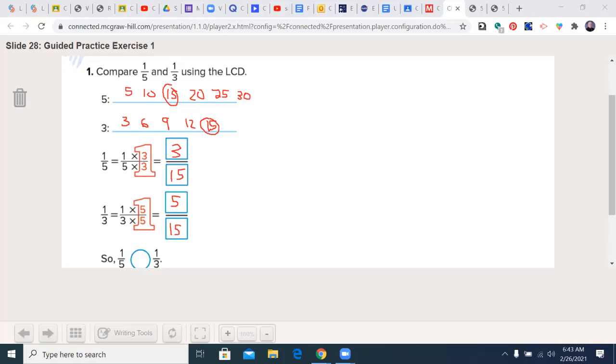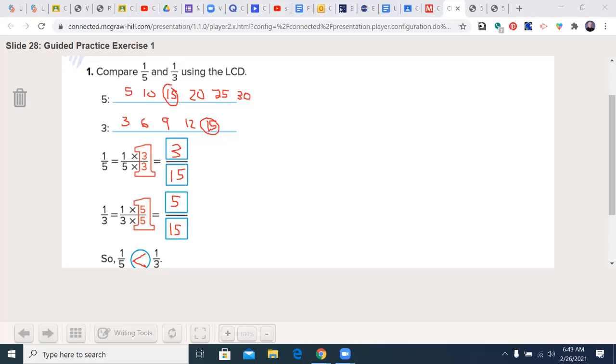So therefore, 1/5 is smaller than 1/3. And that makes sense. If you grab a calculator, 1/5 is going to be 0.2. 1/3 is going to be 0.333 repeating. Make sure you have this written in. I'll give you a few seconds.